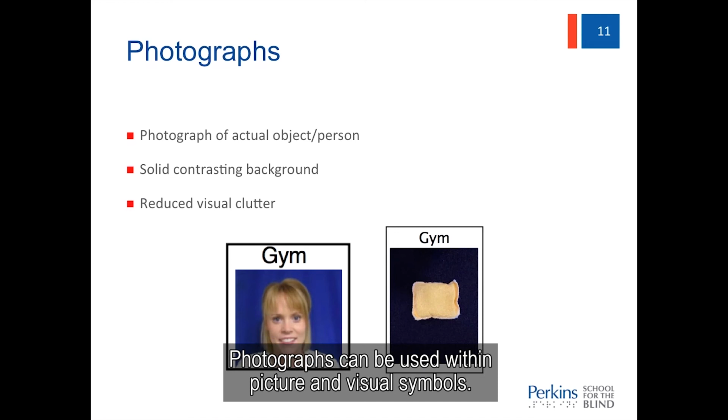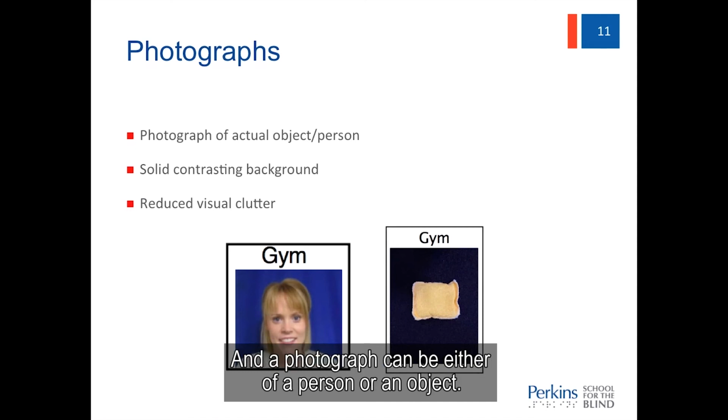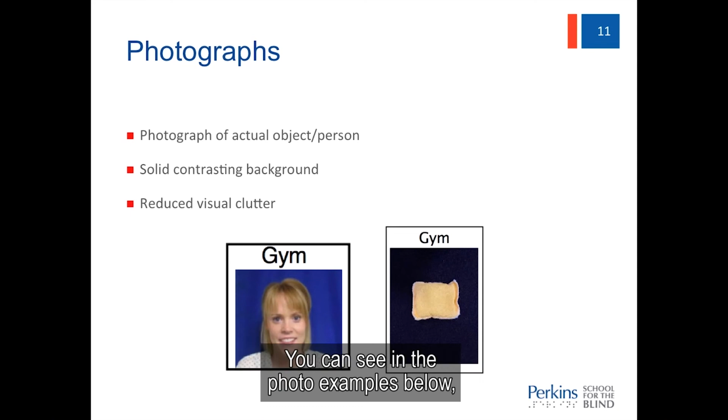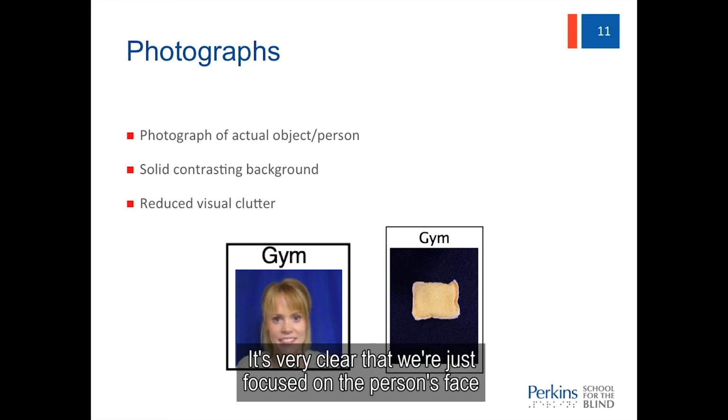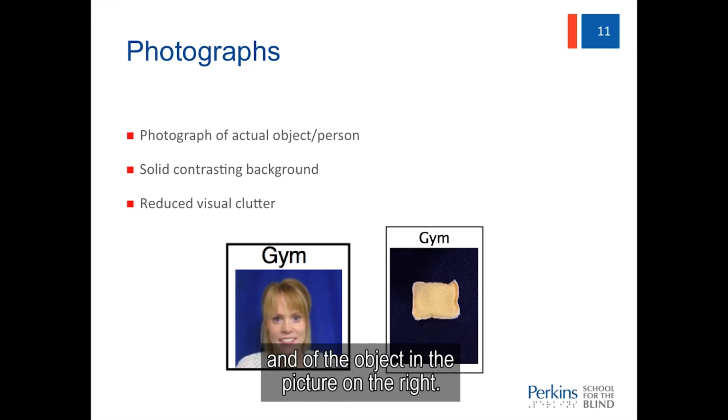Photographs can be used within picture and visual symbols, and a photograph can be either of a person or an object. You can see in the photo examples below, there's a solid contrasting background, a dark blue and a black background, and reduced visual clutter. It's very clear that we're just focused on the person's face and the object in the picture on the right.